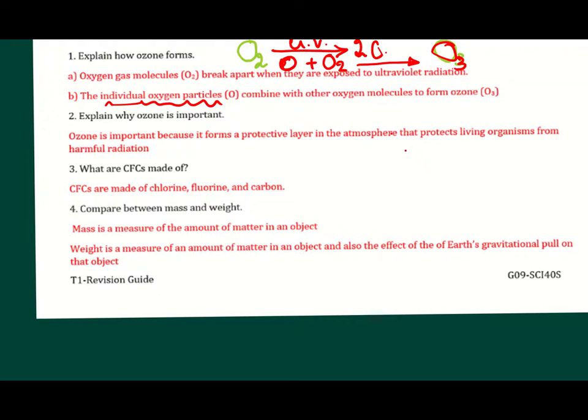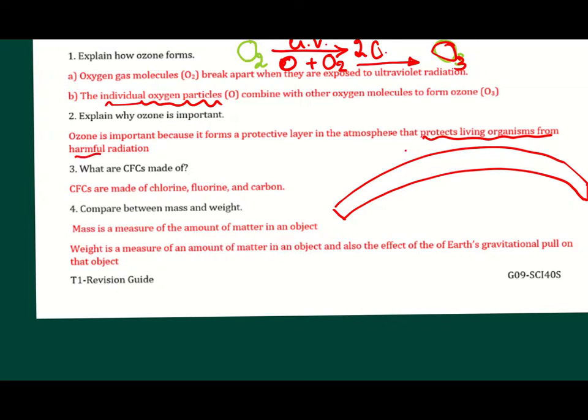gas. Question 2. Explain why ozone is important. Ozone makes a layer above the atmosphere and helps to protect living organisms from harmful radiation. O3 makes a layer above us and protects us from harmful radiation. So if harmful radiation falls on Earth, it will get trapped by the O3.